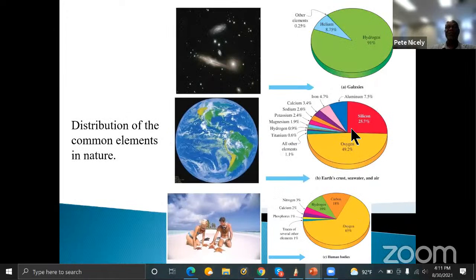So what we have here are 3 pie charts, which basically discuss what we just talked about, just giving you an idea as to the relative amounts of elements present in the universe up here. As we said before, hydrogen is 91% of the entire universe, but the most abundant element in the case of the Earth's crust, seawater, and air is oxygen, which is 49.2%, followed by silicon, then followed by aluminum, and then you have some other elements. And then when it comes to the human body, the most abundant element is 65% oxygen, and then you have carbon, then you have hydrogen, and then you have calcium and phosphorus and traces of several other elements.